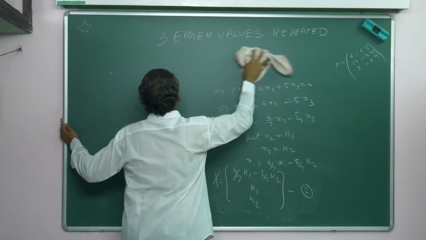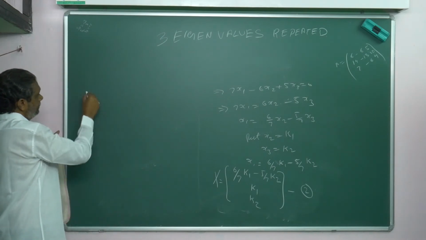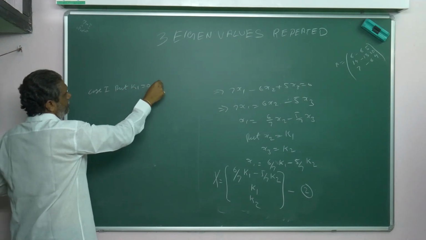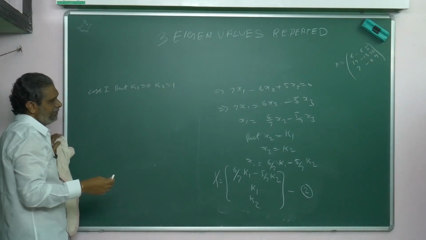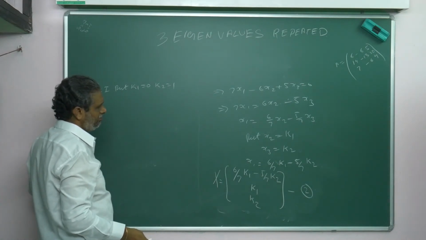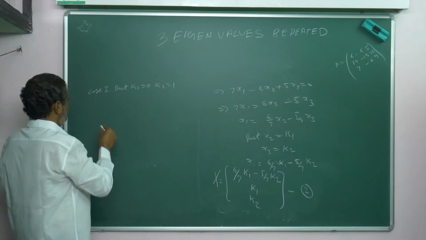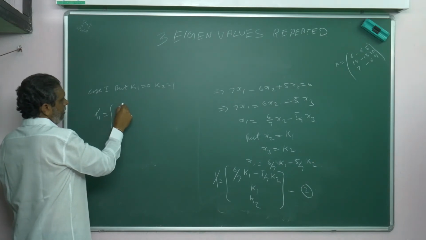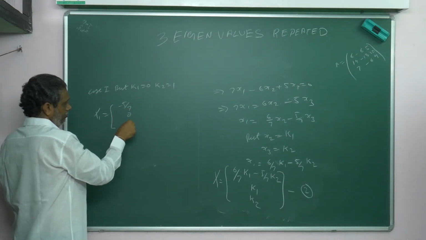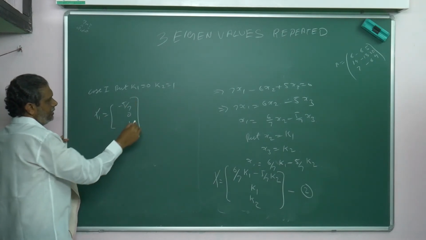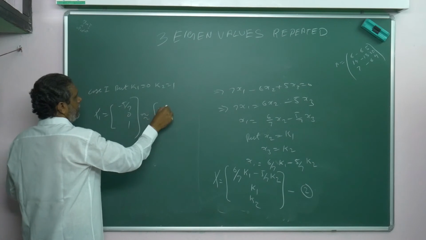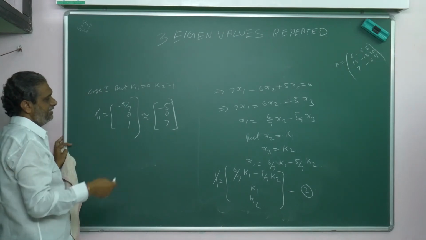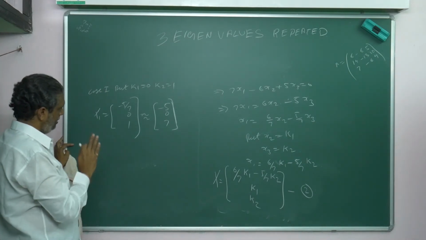So first case 1: put k1 is equal to 0, k2 is equal to 1. Some people will write some division also, with 7 or like that, but I don't want to. Just 1 and 0 I will use. So what will x be? k1 is equal to 0 means minus 5 by 7, 0, 1. Then multiply by 7, so this is approximately minus 5, 0, 7. Some people will confuse and take 1 by 7 like this. No need, not required. Take 1 and 0 only.